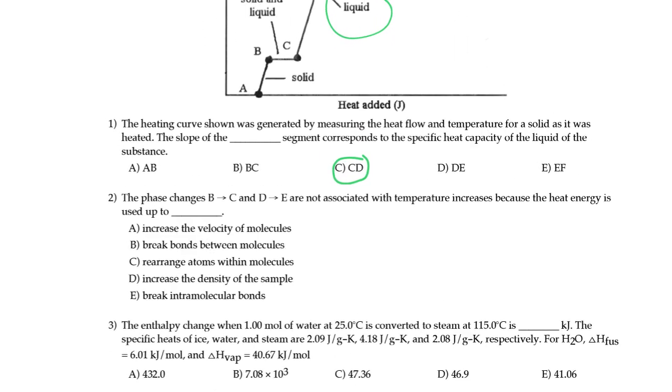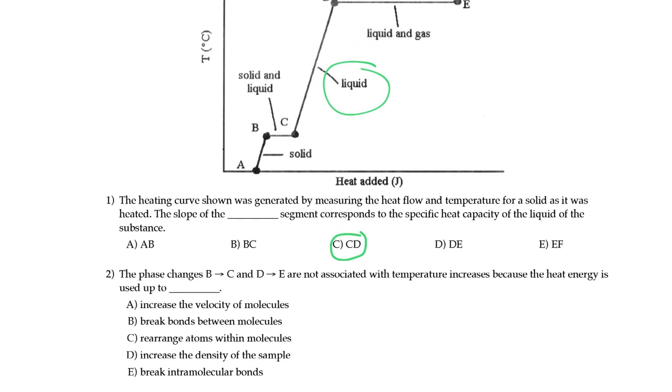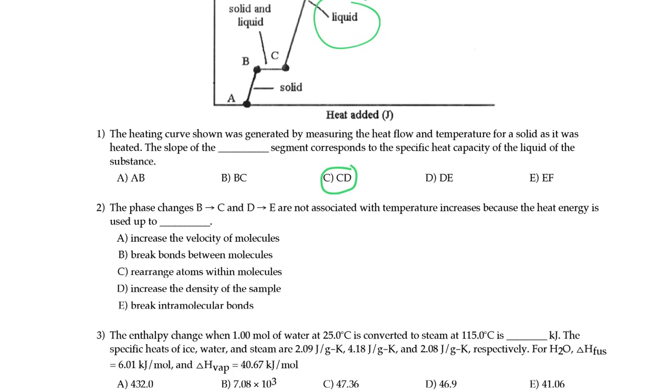So phase changes B to C, and D to E are not associated with the temperature increase because the heat energy is used up to, correct answer here was B, break bonds between molecules. Those are called intermolecular bonds. And those are our strongest bonds, which are things like covalent bonds or ionic bonds. Option E is tempting, but the intra is bonds between molecules. So those are the weaker bonds, like hydrogen bonds between neighboring molecules of like water, for example.